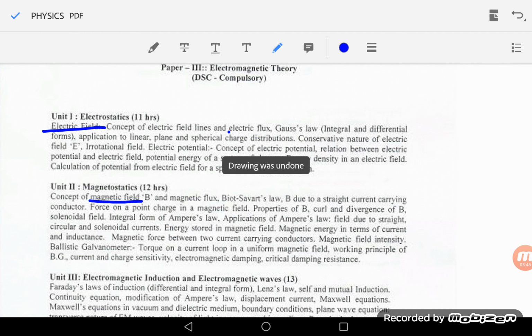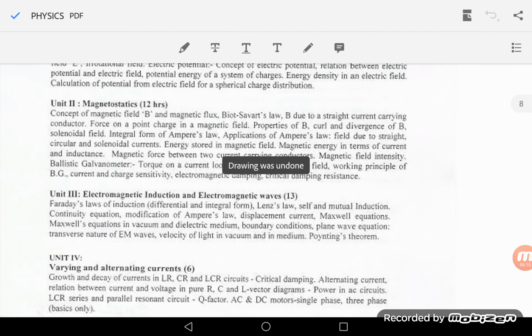So if we divide unit 2 into 3 parts, one is related to the magnetic field, magnetic flux, and Biot-Savart's law. Okay, and again Ampere's law and its applications. Again the ballistic galvanometer and its principle, everything related to the ballistic galvanometer. So this is all about your unit 2.